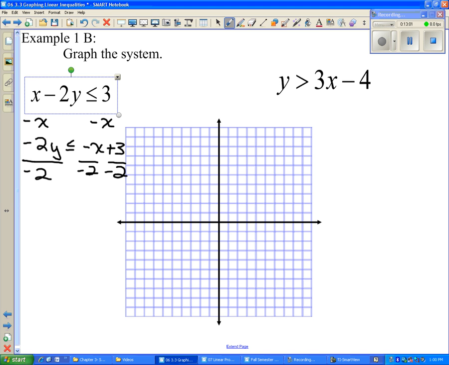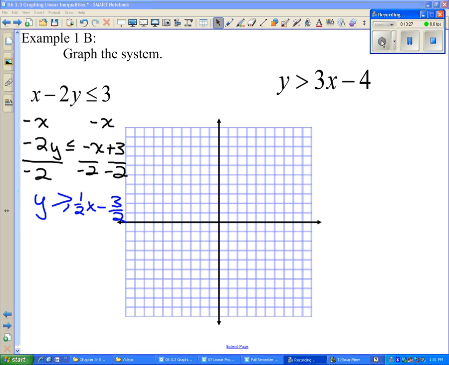Now, as the math teacher, I purposely chose this because whenever you divide by a negative number, what happens? I have to switch my sign. So y is going to be greater than or equal to 1/2 x minus 3/2. So I'm going to go ahead and graph this.